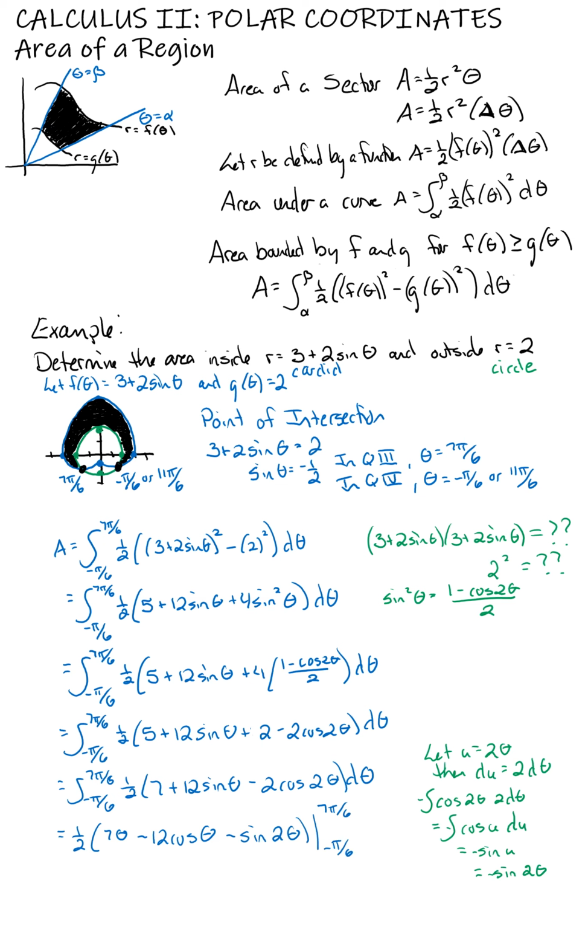Now, evaluating it, you should be pretty good at that. I'm going to go ahead and let you guys take care of that. See what you get. You should end up with 11 square root of 3 over 2 plus 14 pi over 3 when it's all said and done. Again, simply evaluate at 7 pi over 6 and then evaluate at negative pi over 6 and you should be pretty good to go. Not so bad. Enjoy.